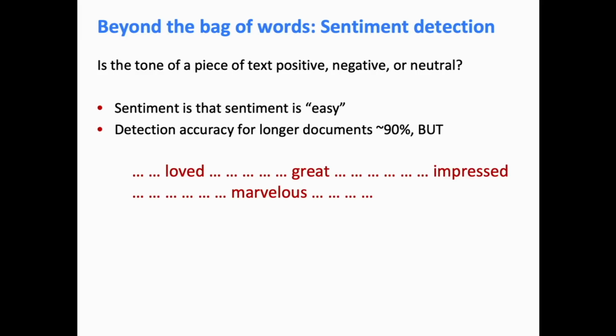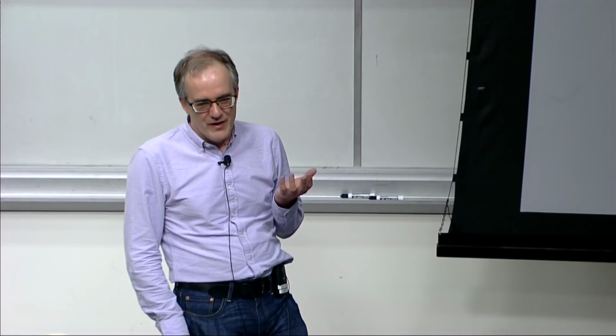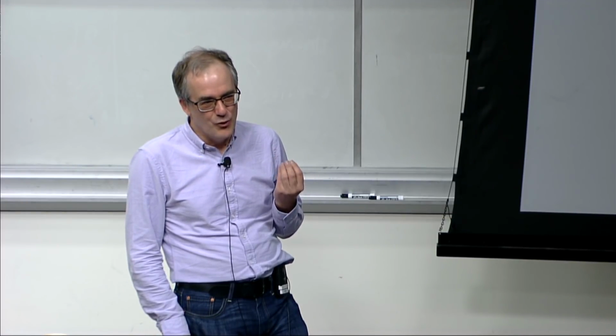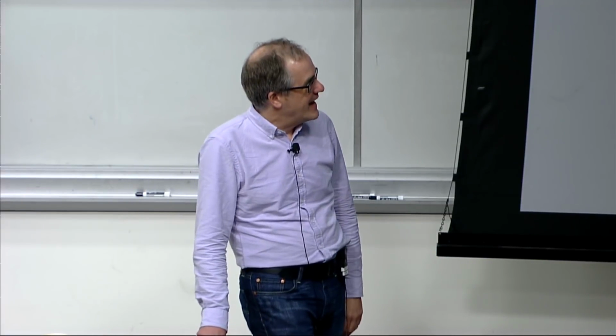And to some extent, doing sentiment analysis is easy, right? You can say, well, look at a piece of text. If you see words like loved, great, impressed, marvelous, then it's a positive review. And if it's saying bad and awful, then it's a negative review. To some extent, that's the baseline of sentiment analysis, that you can use just either selected word features or all words in a bag of words. And if you do that, you don't actually do that badly in sentiment analysis. If you have longer documents, just looking at bags of words can give you 90% in sentiment analysis.